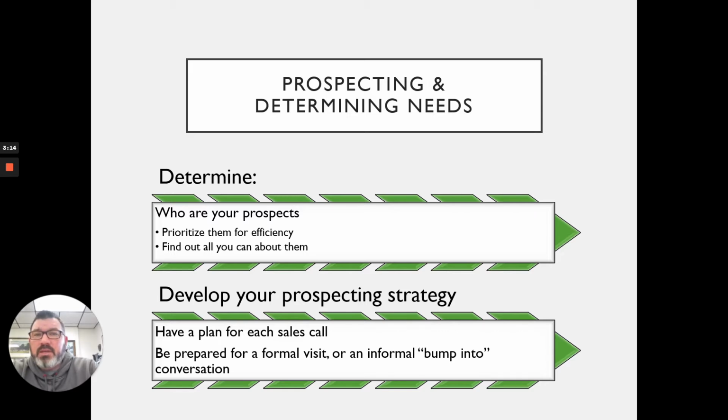Your plan doesn't have to be detailed, doesn't have to be to sell something every single time. You don't have to have a product that exchanges hands every single time. That's not going to happen, and it's not realistic. So have a plan for every sales call.